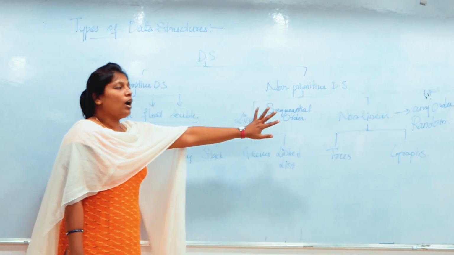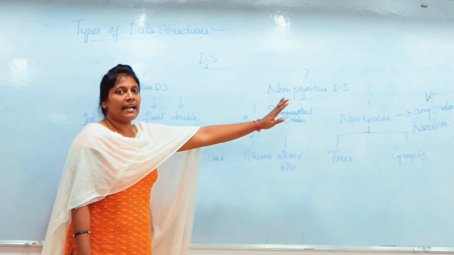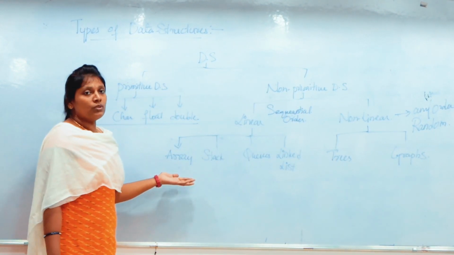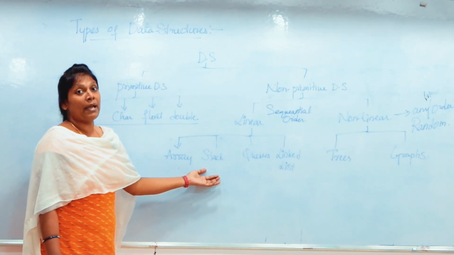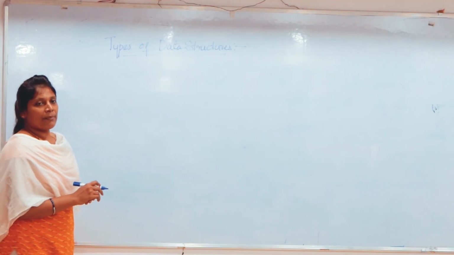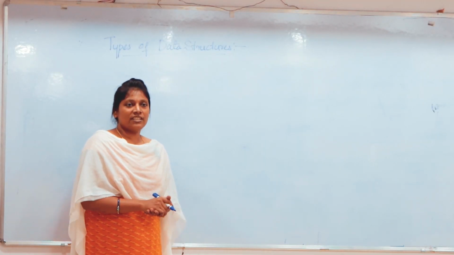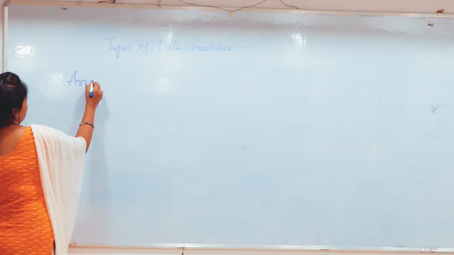We will be learning all about these non-primitive data types, about the linear and the non-linear, and how these 4 types of data structures will store the structure in the memory, and also the trees and the graphs. Now coming to a linear data structure, the first type is the array.